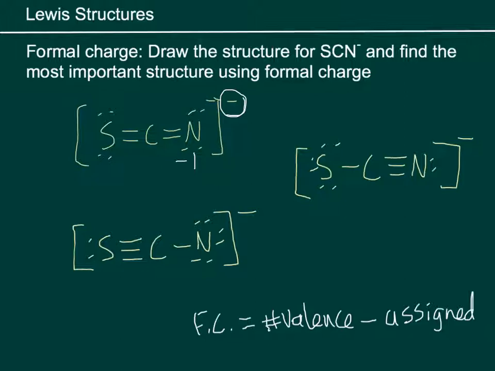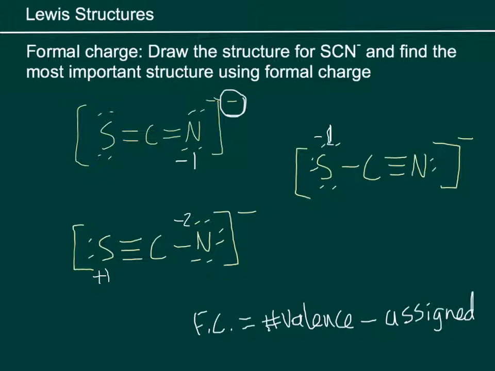In this case, down here with the triple bond to the sulfur, we've got sulfur. We said it has 6 valence. It's got 1, 2, 3, 4, 5 assigned to it, so it's actually going to show up as a +1 here. The carbon, 4 and 4, again 0. The nitrogen has 1, 2, 3, 4, 5, 6, 7 assigned, so 5 valence minus 7 assigned is minus 2. On the other side, the sulfur will have 1, 2, 3, 4, 5, 6, 7 assigned, so 6 minus 7 is minus 1. The carbon will be 0 again, and the nitrogen, 1, 2, 3, 4, 5, will be 0.